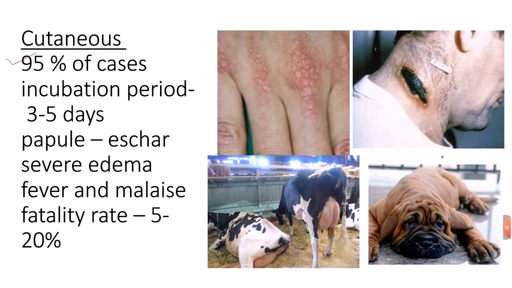You can see over here almost 95% of cases are related to cutaneous anthrax, and their incubation period is from 3 to 5 days. First these are the papules, and second they convert to the eschar, this type of sore on the animal body, and they convert from this to this, right? And this can cause severe edema in the animal body. Edema simply means swelling. So the edema can occur, and it can cause fever and malaise.